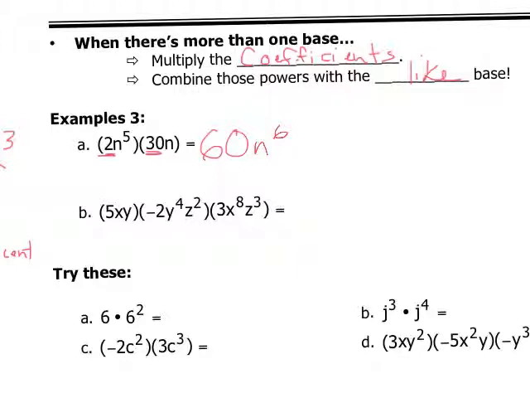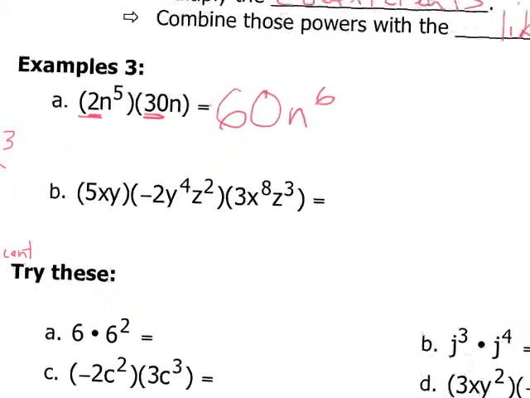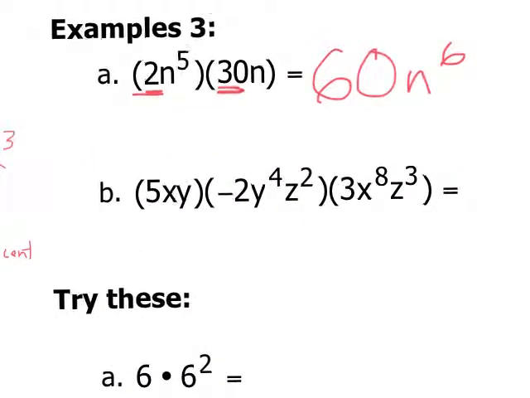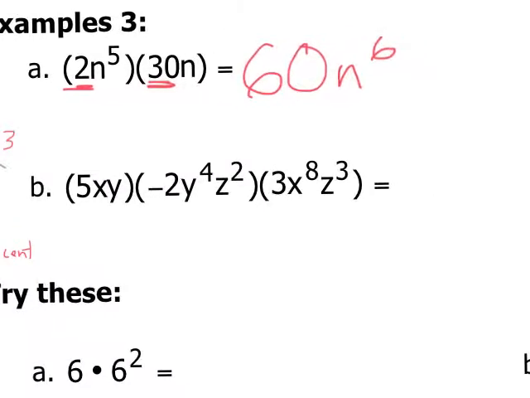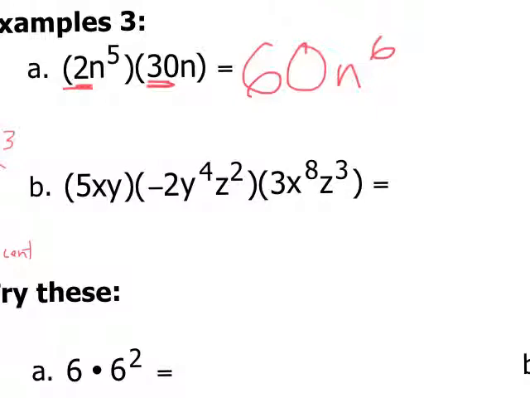B gets a little more challenging because now I have 3 sets of parentheses. What I like to do with 3 sets of parentheses is do a piece, mark it out, do a piece, mark it out, do a piece, mark it out, so that I make sure I don't miss anything and I don't double count anything. So on B, what are my coefficients here? 5, -2, and 3. So do what you see. 5 times -2 is -10, times 3 is -30.